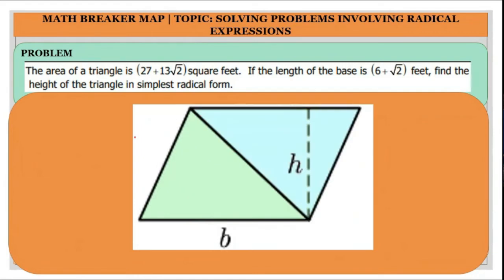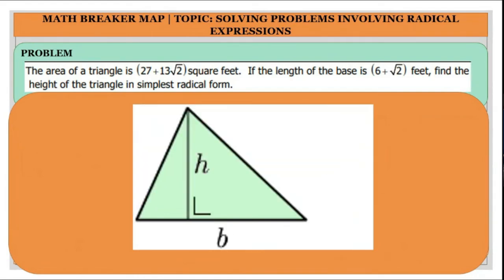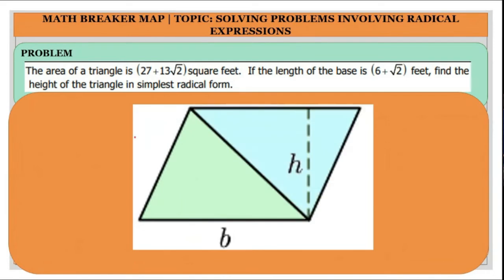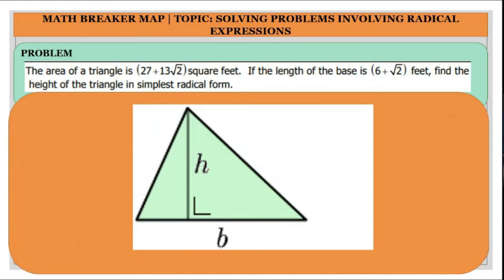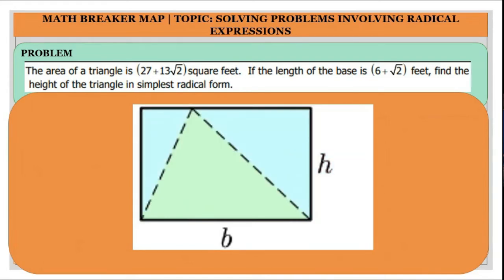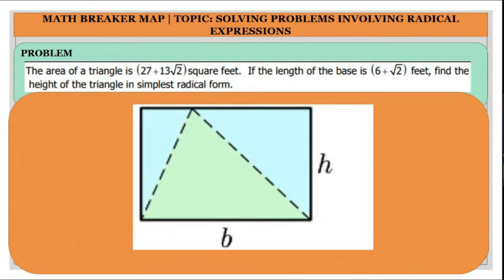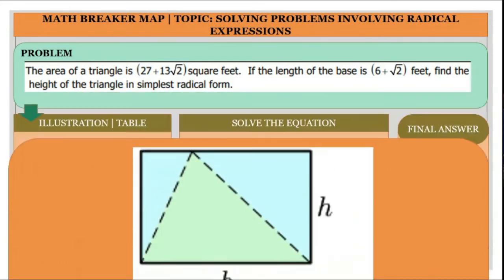If the length of the base is 6 plus square root of 2 feet, find the height of the triangle in simplest radical form. As you can see here, this is the derivation of the formula. Knowing that a triangle is half the area of a rectangle, there is always one half between the base and the height in the formula.